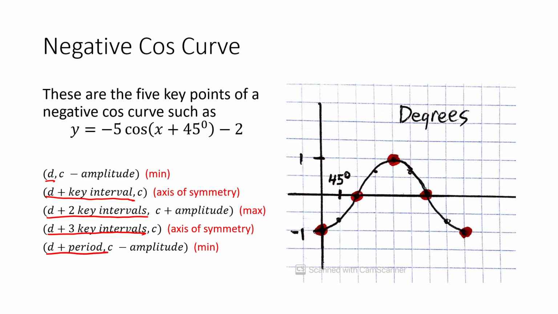In this case, with the parent function negative cos, we see that our second and fourth key points have a y value equal to c. Our first and fifth key points are below the axis of symmetry, and our third key point is above.